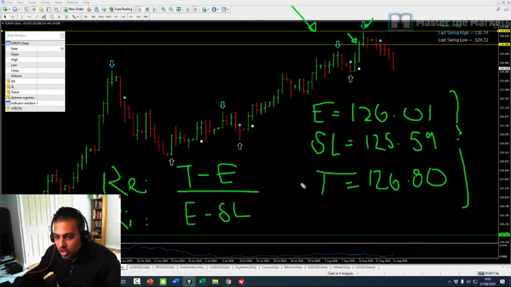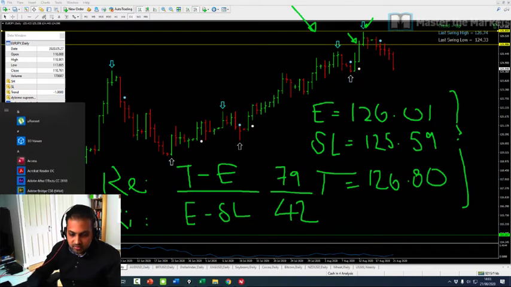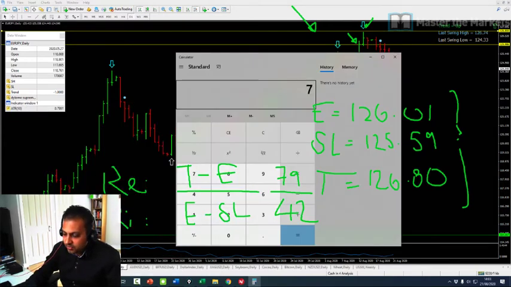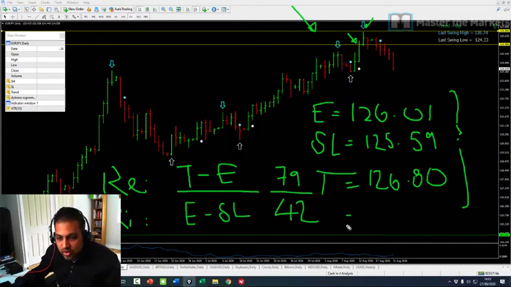If I do the math here, you're going to see that 126.80 take away 126.01 is 79, divided by your entry take away your stop loss, which in this case is 42. And 79 divided by 42, if we do that math real quick using a calculator, is 1.88. That basically means we've got a reward risk ratio of 1.88 to 1.